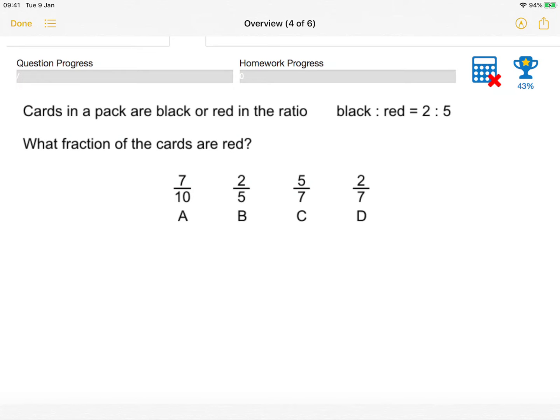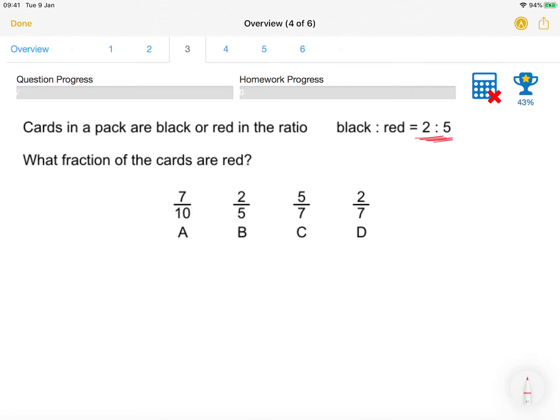Cards are in a pack of black or red in the ratio black to red 2 to 5. What fraction of the cards are red? So remember when we were saying, well, what's similar about a ratio and a fraction? If we're talking about the fraction that are red, then this number on the right that are red represents your numerator, and then the denominator represents the total of the two numbers added together. So in this case 5 add 2 is 7, so my answer will be C.